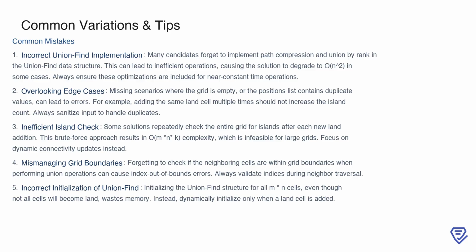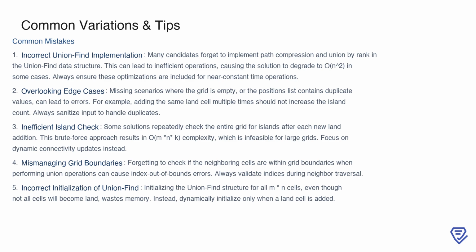First, an incorrect implementation of the union-find data structure is a frequent pitfall. Specifically, forgetting to include path compression and union by rank can lead to highly inefficient operations. Without these optimizations, the time complexity can degrade significantly, especially for larger grids.